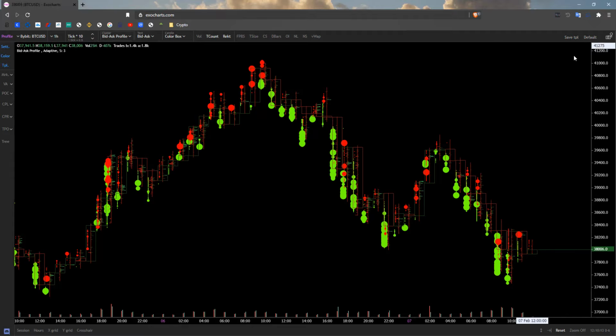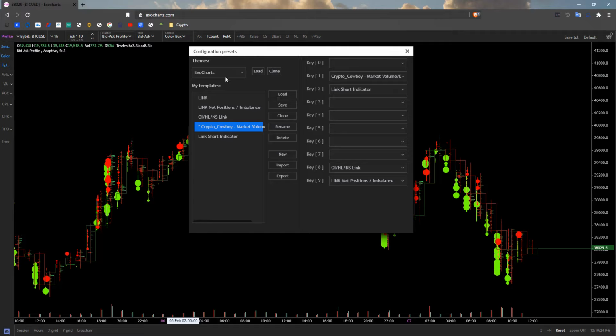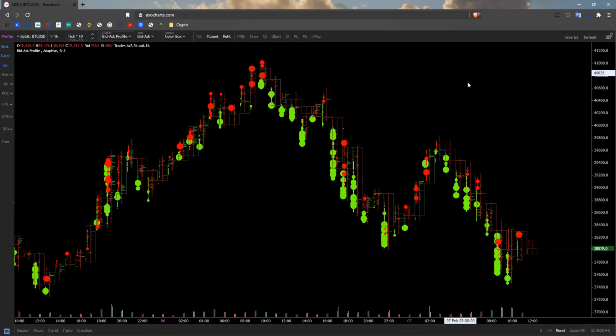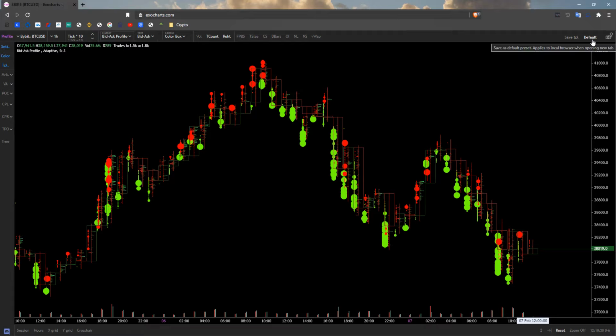You can export templates, so if you want to share some with your friends or work on stuff together, you can copy and paste templates. It saves as a text Word document, and all you do is go over here to template, and you can import one. Here's import, and then you paste it in there and save it. Default will send it back to default.